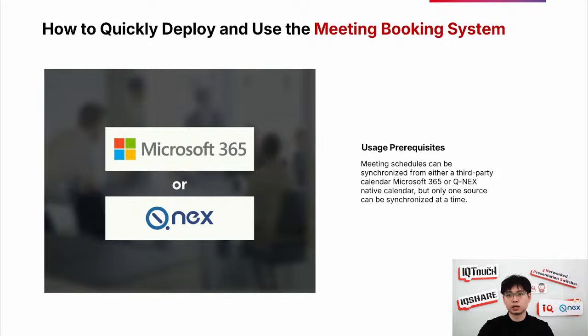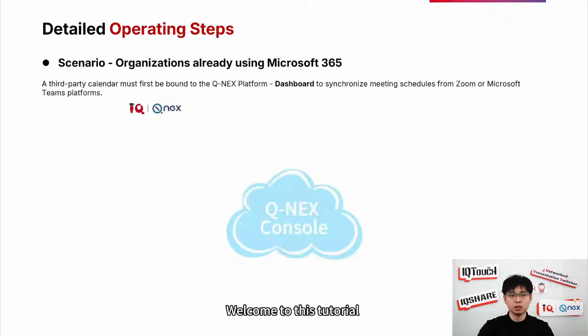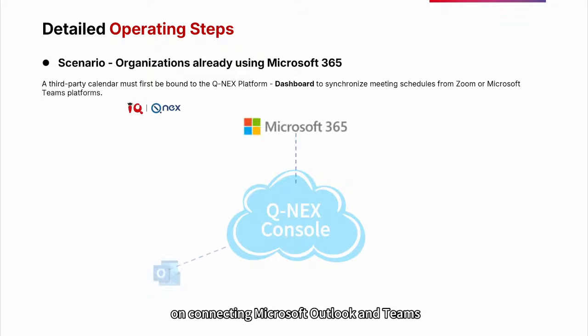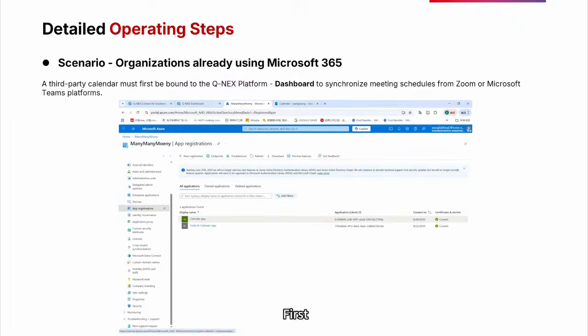So how to bind the third-party calendar? To make this process easier to follow, I will walk you through it using a short demonstration video. Welcome to this tutorial on connecting Microsoft Outlook and Teams with the Q-NEX Room Scheduler system. First, log into your Microsoft Azure portal.